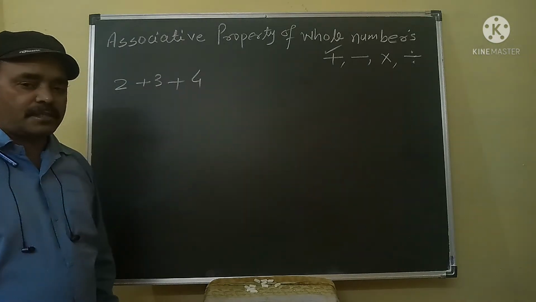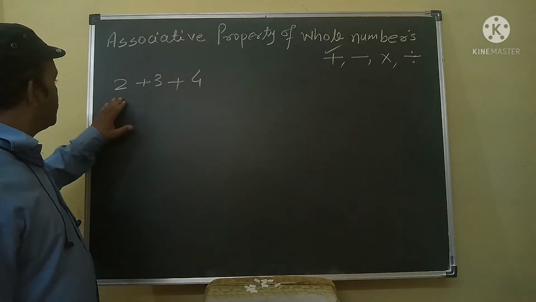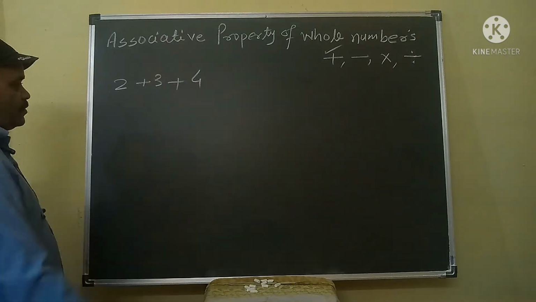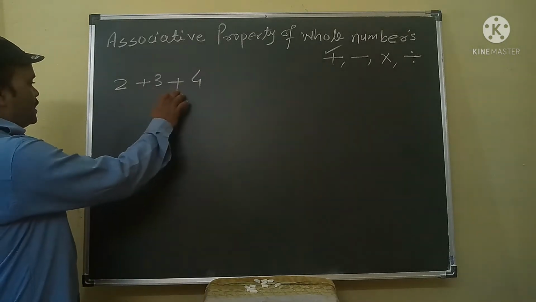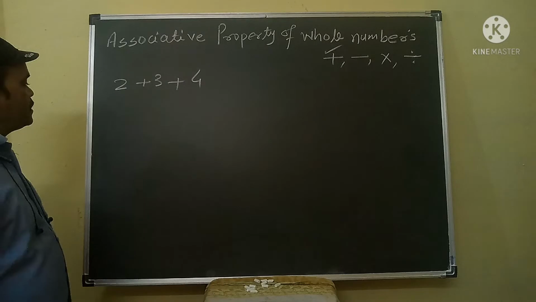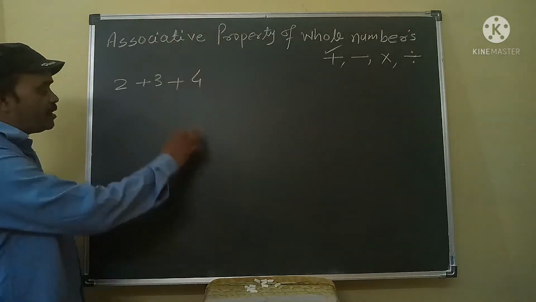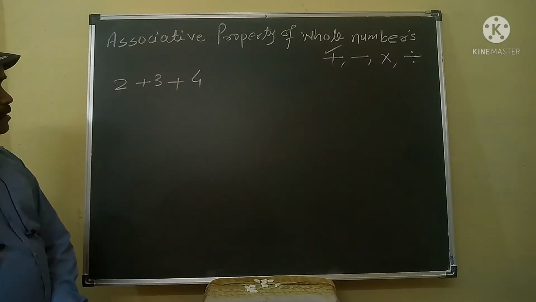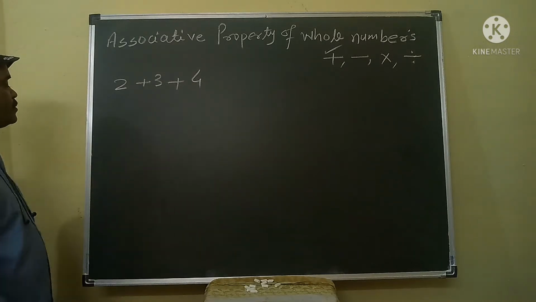For this, I want to give you some examples. Suppose you have three whole numbers 2, 3 and 4, and you want to find out the sum of these three whole numbers. So what will you do?